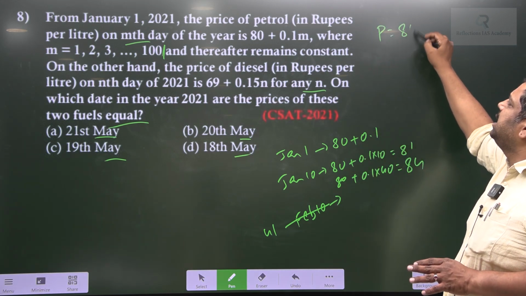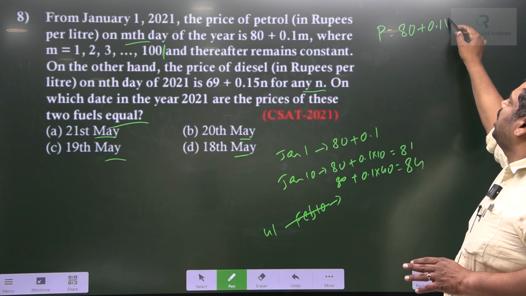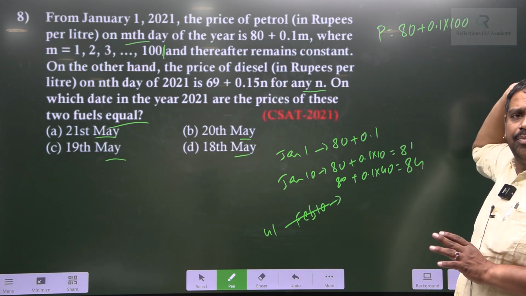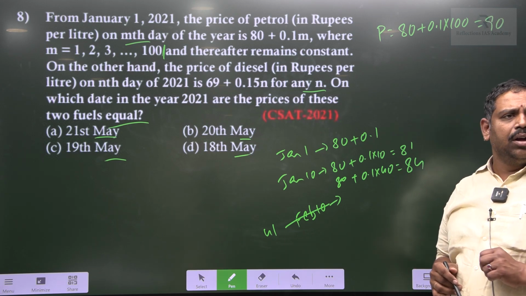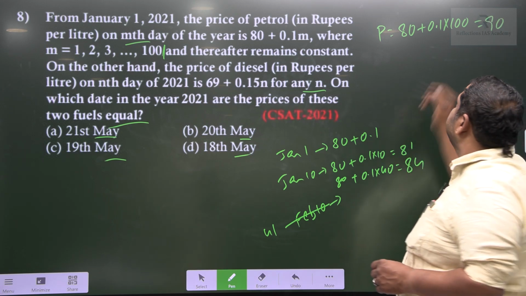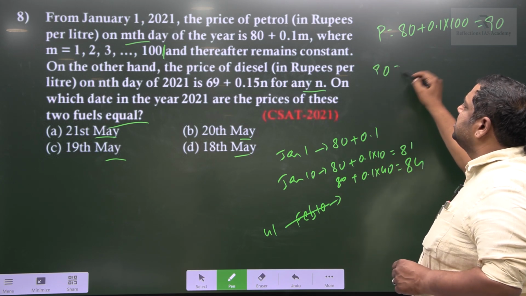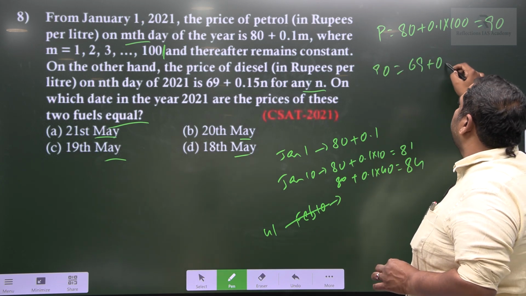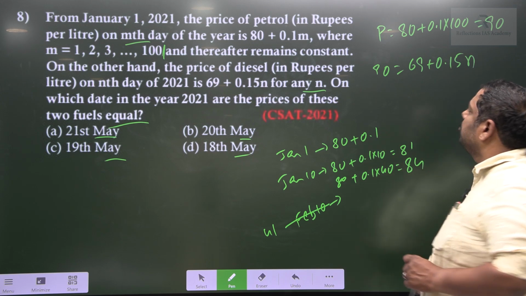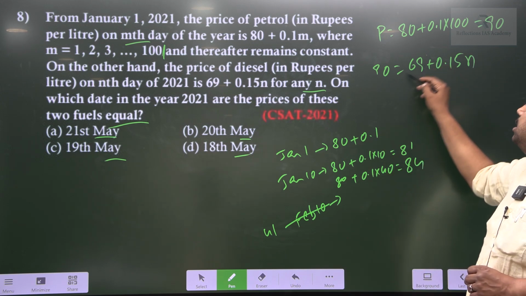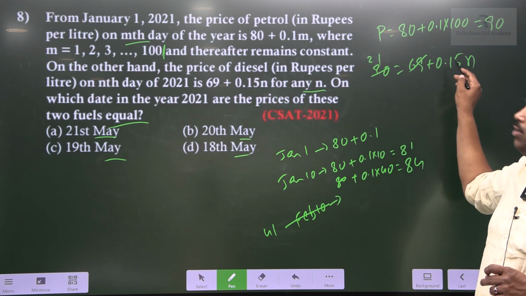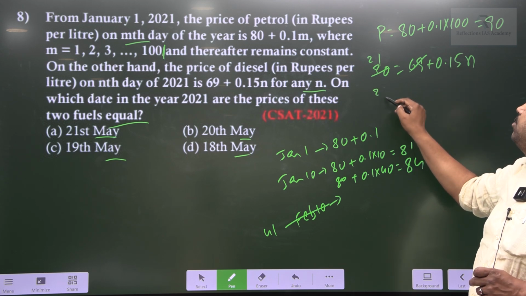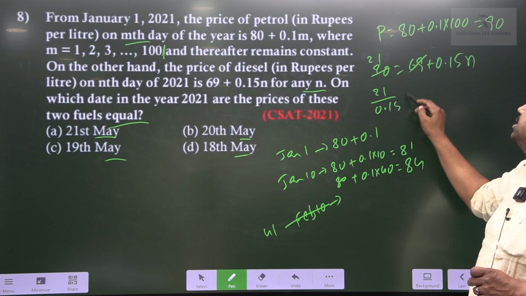100 days crossed means petrol price is fixed. Petrol is how much here? 80 plus 0.1 into 100. It stopped here, right or wrong? What's the price of the petrol? 90. Okay. Alright, next one. So, this 90 is equal to 69 plus 0.15 n. Am I right or wrong? Okay. If I move the 69 this side, it will be 21. Yes or no?